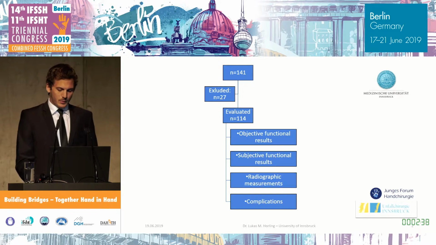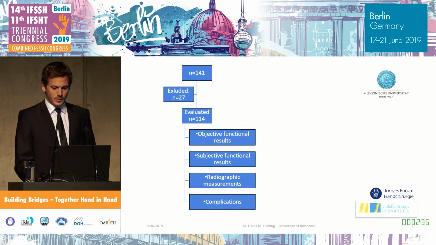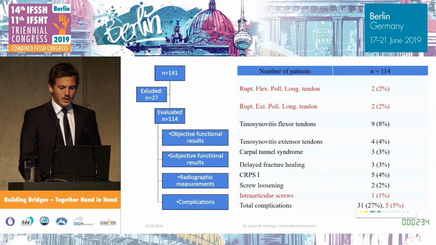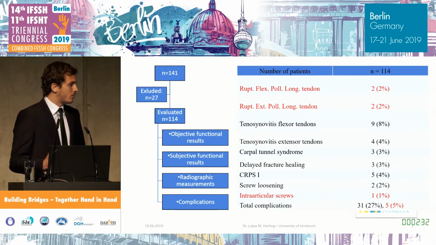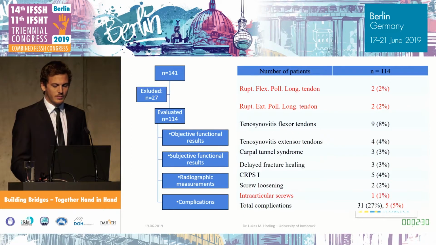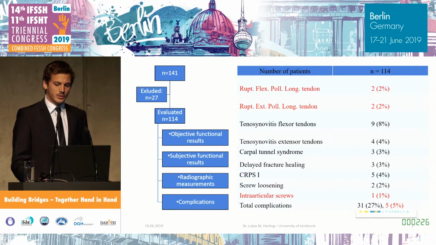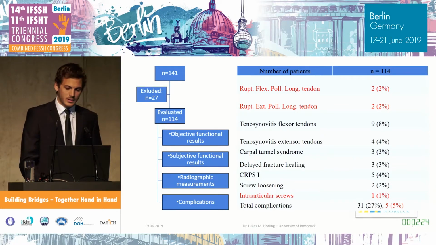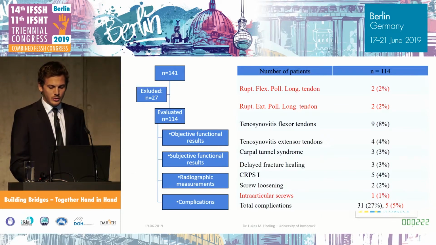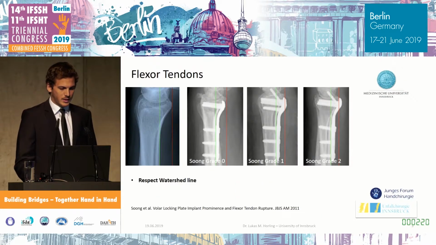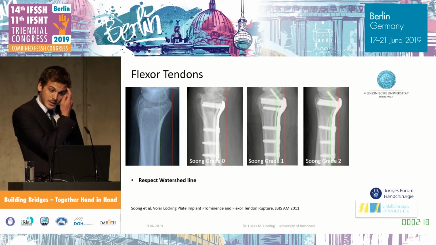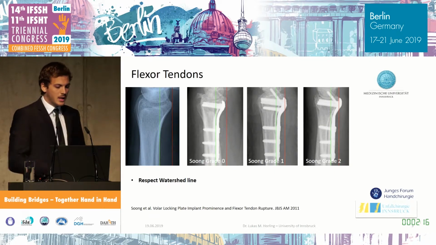who were treated surgically, and we found a total complication rate of 27%, which appears to be high. However, that's mostly due to the fact that we included tenosynovitis, as we consider tenosynovitis a major risk factor in the progressive damage of tendons. The surgical revision needed was in 5% of the cases. In order to protect the flexor tendons, it's utterly important to respect the watershed line.